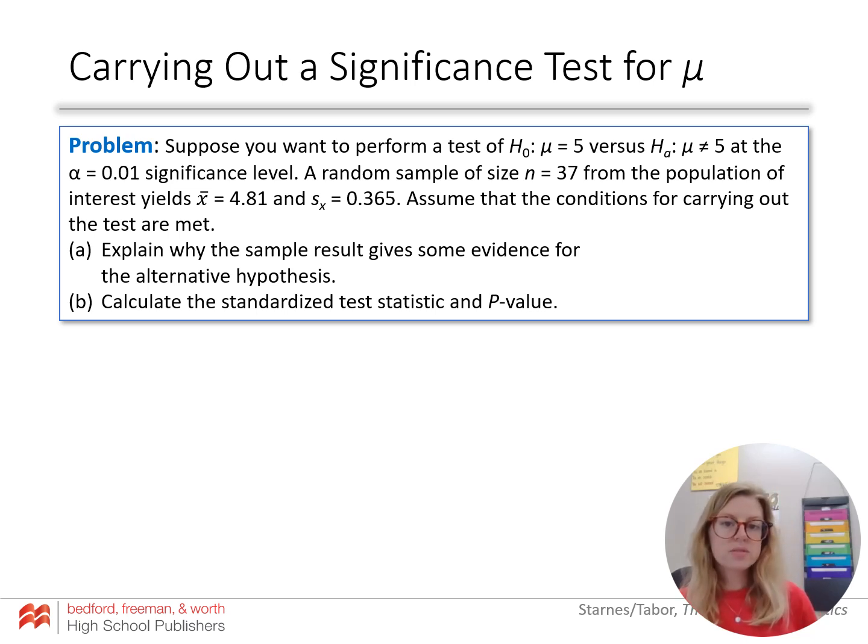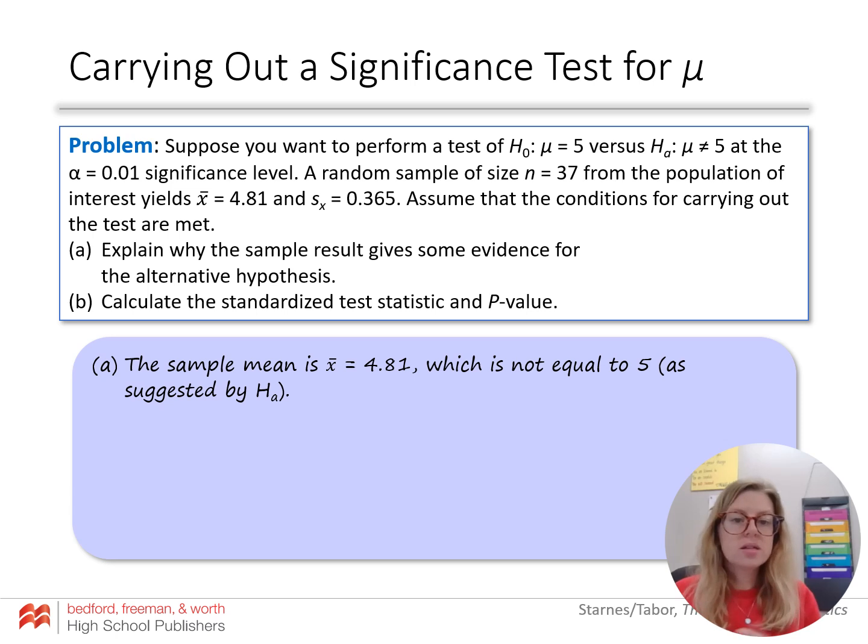A random sample of size n is 37 from the population of interest yields an x bar of 4.81, that's our sample mean, and a sample standard deviation of 0.365. Assume that the conditions for carrying out the test are met. Explain why the sample result gives some evidence for the alternative hypothesis, and calculate the standardized test statistic and p-value.